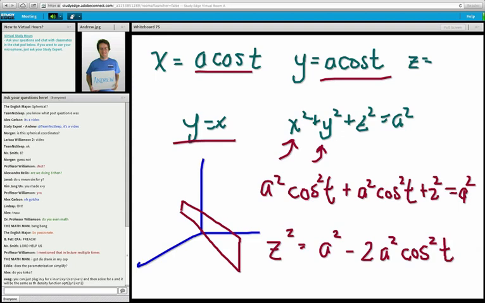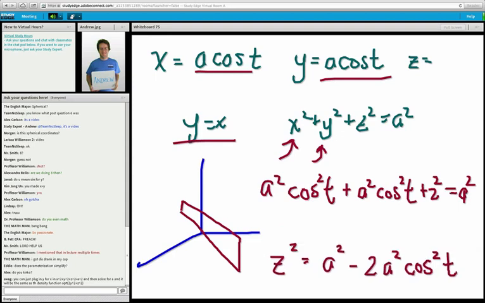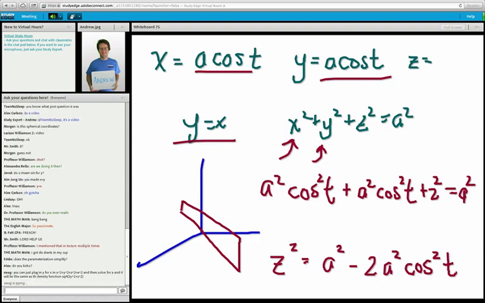It would be perfect if that coefficient of 2 weren't there. Then we would have a really nice parameterization for z, namely that z would equal a sine t. So here's what we're going to do. I'm going to take my original parameterization and divide each of x and y by square root of 2.